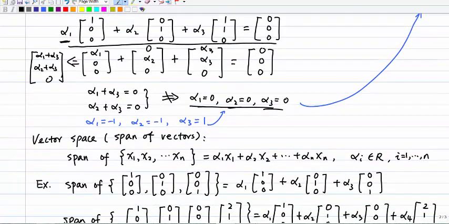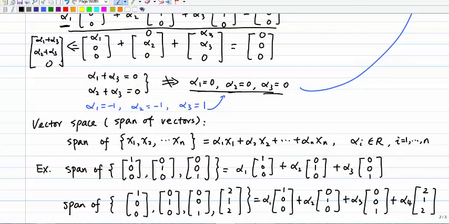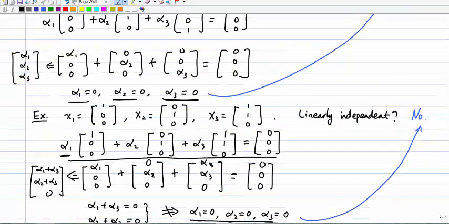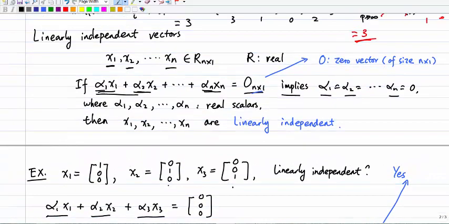All right. The next concept is called vector span, or the span of vectors. If I give you a set of vectors x1, x2, up to xn, the span of it is defined as just the weighted sum alpha 1 x1 plus alpha 2 x2 plus so on, plus alpha n xn. It's just the same as this. You can say this is the span of the set of vectors.